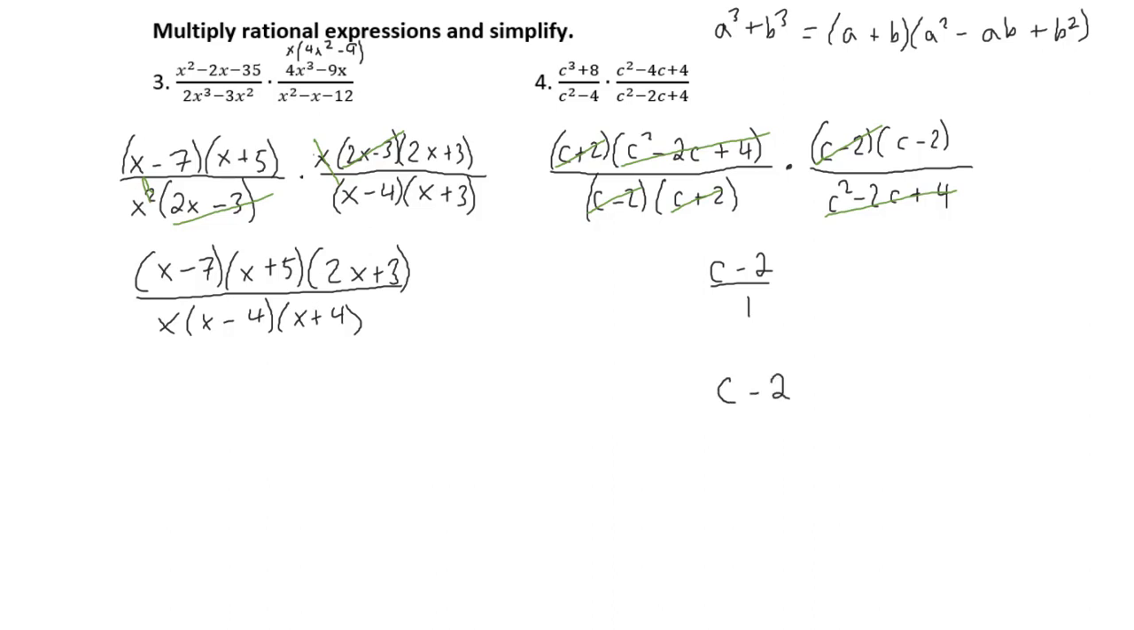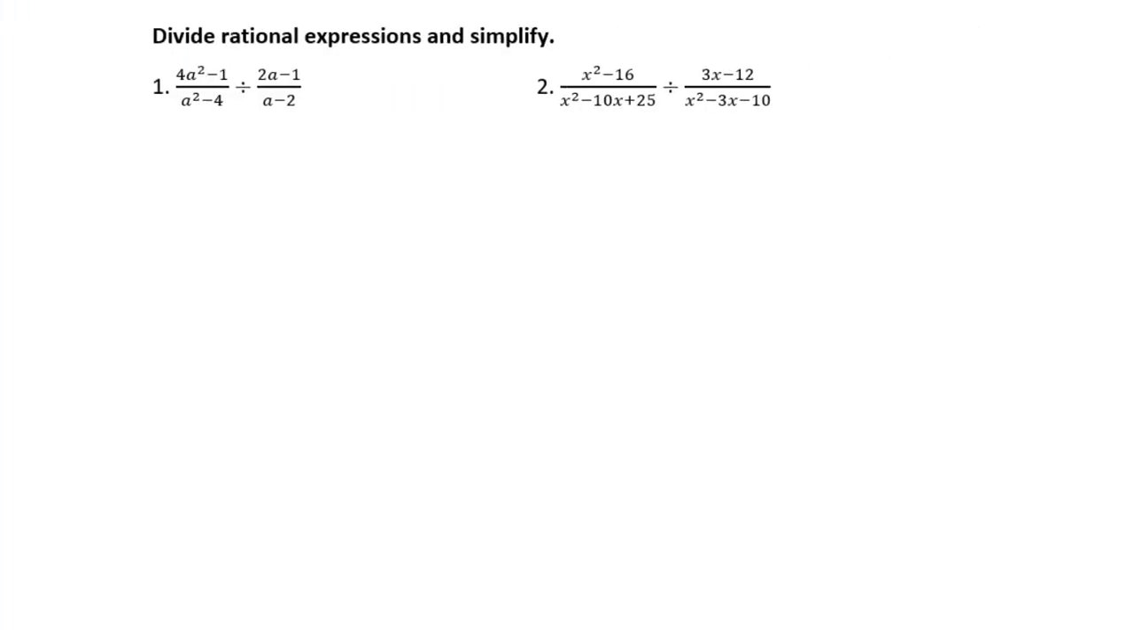All right, let's look at our last examples. So in this problem we have division. So what we're going to do is take 4a squared minus 1 over a squared minus 4, change it to multiplication, and do a minus 2 over 2a minus 1. And so now it's a multiplication problem like we just did, so we should have no problem doing this. It's just that one step to change that division into multiplication.